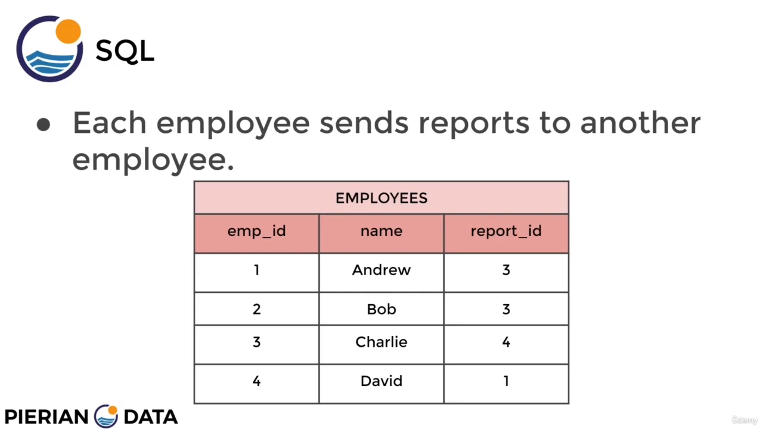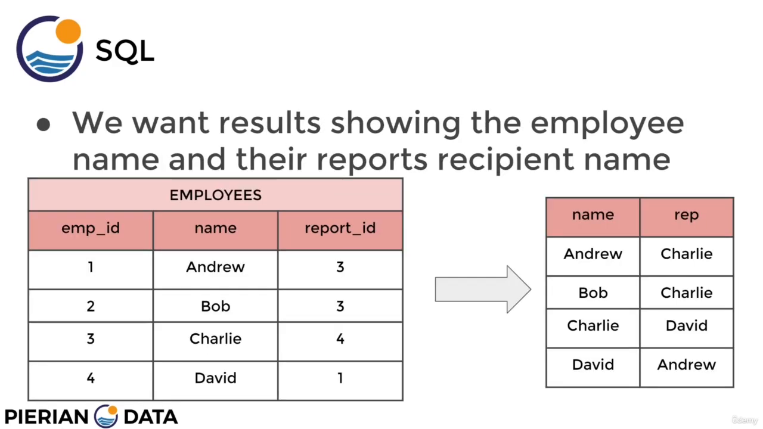For example, here I can see that Andrew, employee number 1, sends a report to employee ID number 3, which happens to be Charlie. So Andrew's sending reports to Charlie, Bob's also sending reports to Charlie, Charlie is sending reports to employee ID number 4, so that's David, so Charlie reports to David, and then David sends reports to employee number 1, which is Andrew.